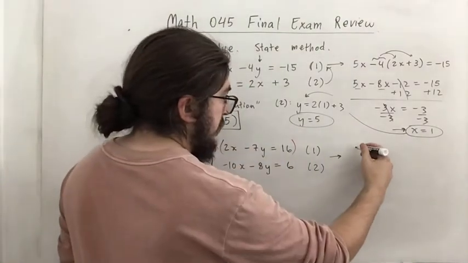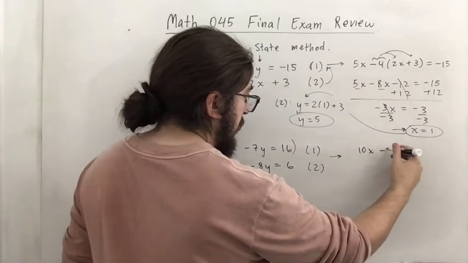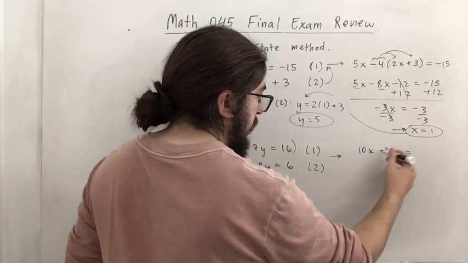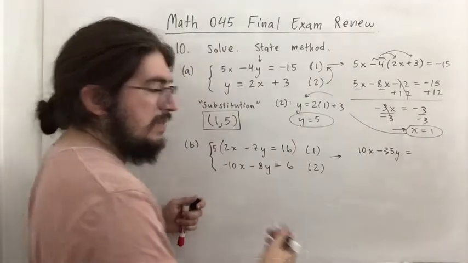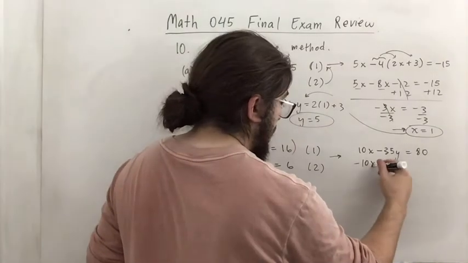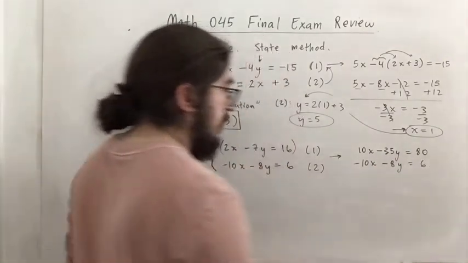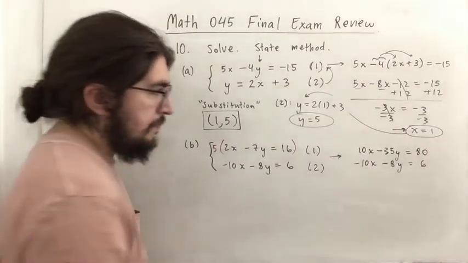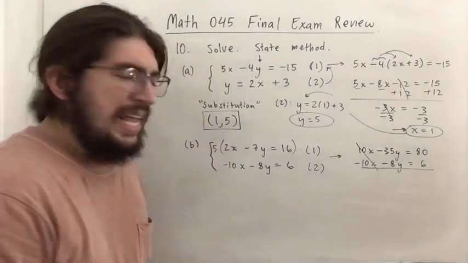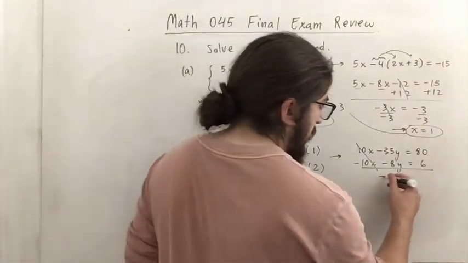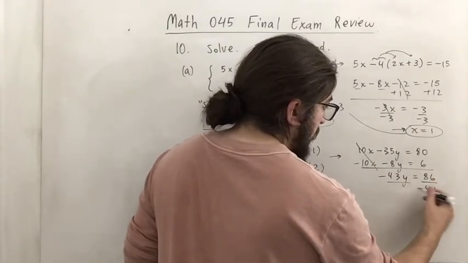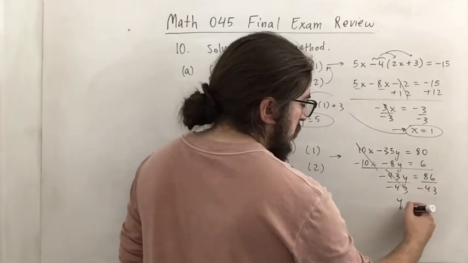So distributing that 5, multiplying everything by 5 that is, we get 10x minus 35y, sorry, mistake, 35y, there we go, equals 16 times 5, that's going to be 80 for the first equation. Second equation remains the same, negative 10x minus 8y is equal to 6. So hopefully adding these we get something nice. So these cancel out. Let's see, 35 plus 8, that's 43, negative 43y is equal to 86, which is actually double 43, so that's nice. So when you divide by negative 43, we get y is equal to negative 2.